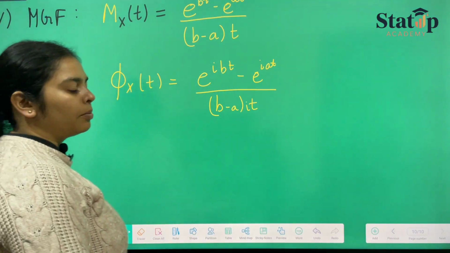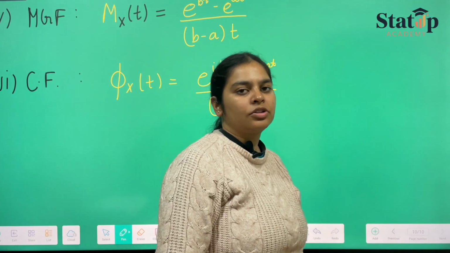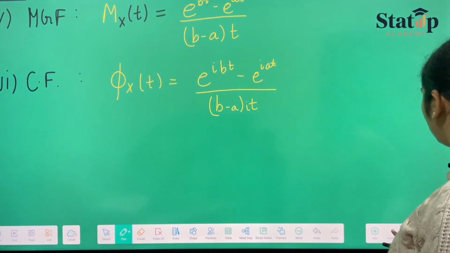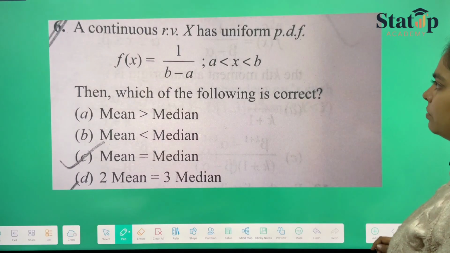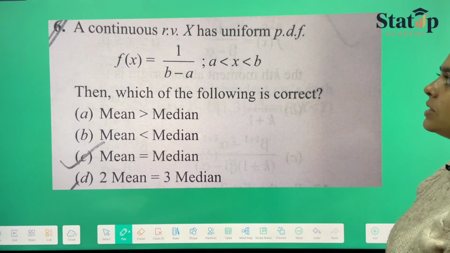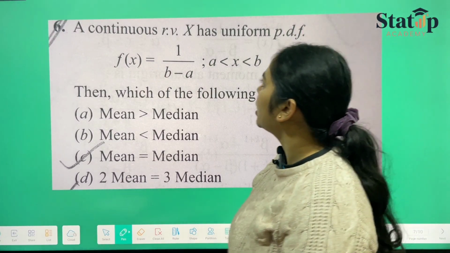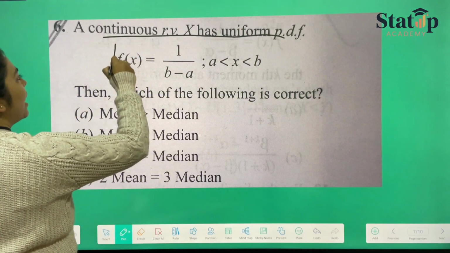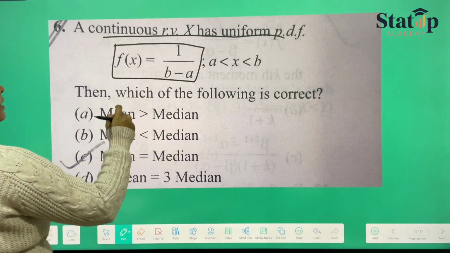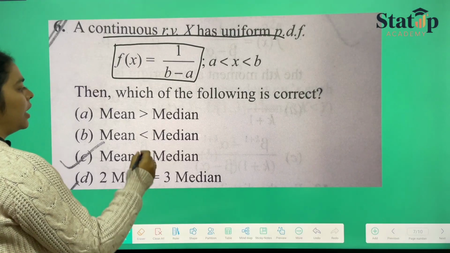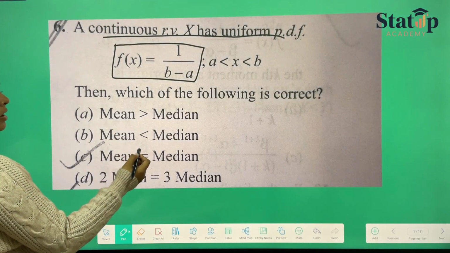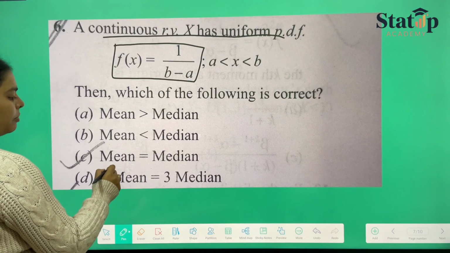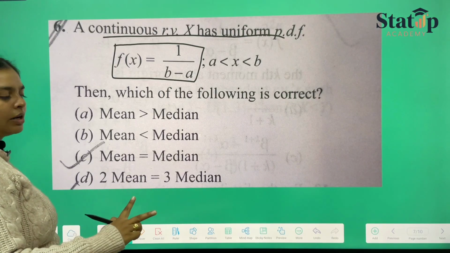So these were the properties that you need to know for solving questions. Now we'll move forward to questions, and you'll see how we solve them in the exam when they come. This is a statement type of question in which a continuous random variable follows uniform PDF, and the PDF has been given to us, and which of the following is correct. They have said mean is greater than median, mean is less than median, 2 mean is 3 median, which is the relationship between mean and median.